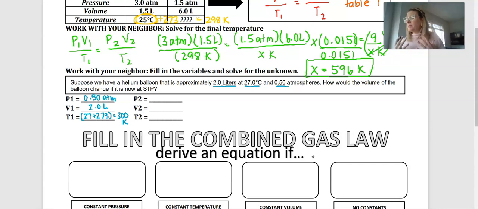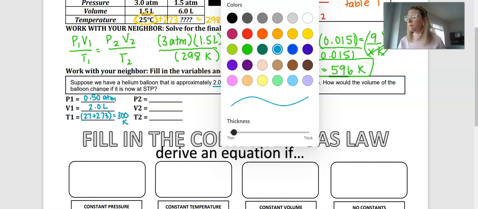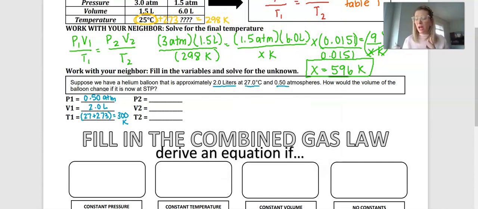The rest of our word problem says, how would the volume of the balloon change if we were now at STP? So the Regents particularly loves using this concept, this STP, to bury your variables in the word problem to make it a little bit more challenging for you. I do want to remind you that you can locate standard temperature and standard pressure on reference table A. So if you do ever forget that, please do use your reference tables to your advantage.